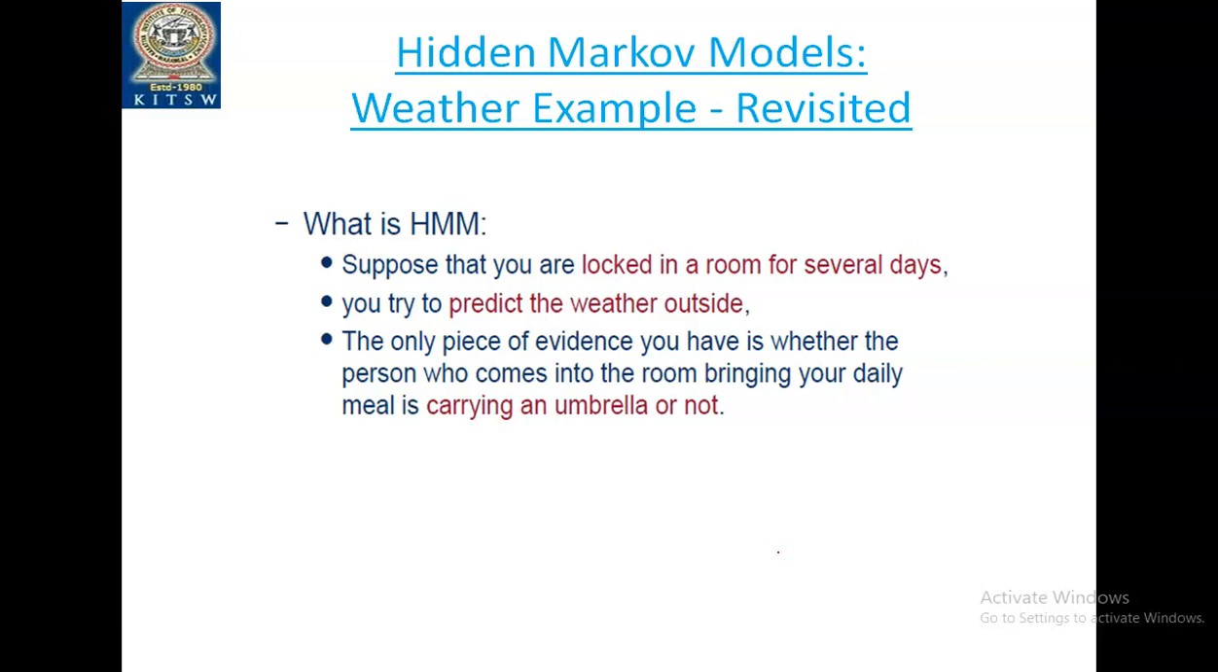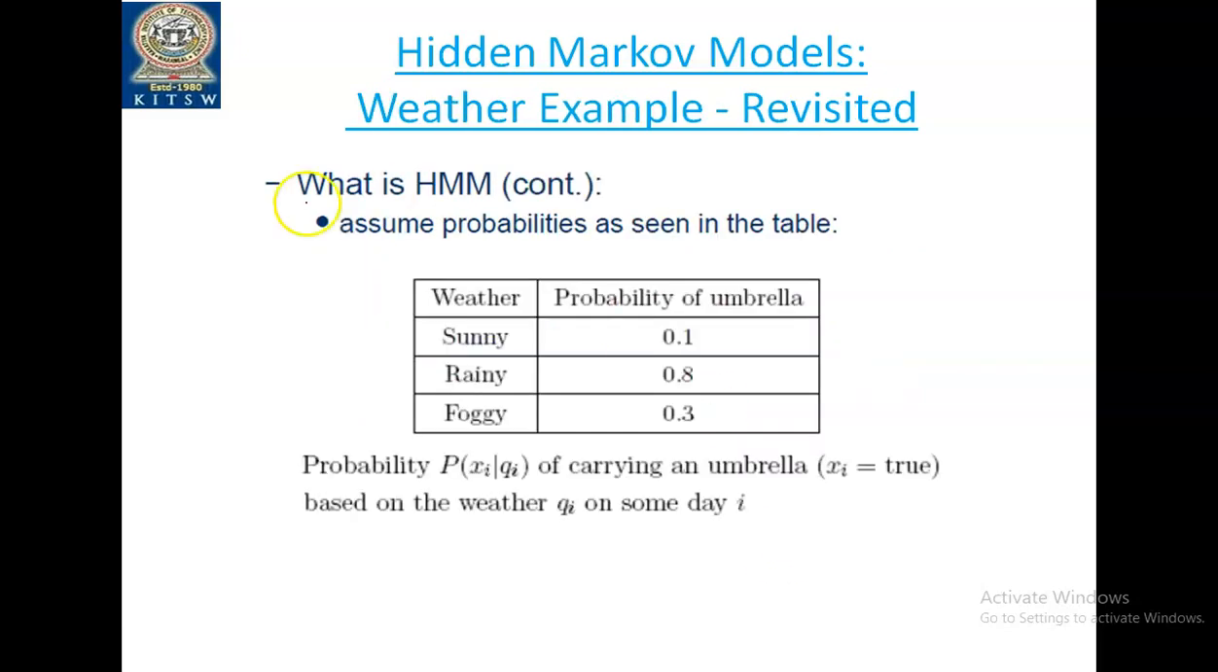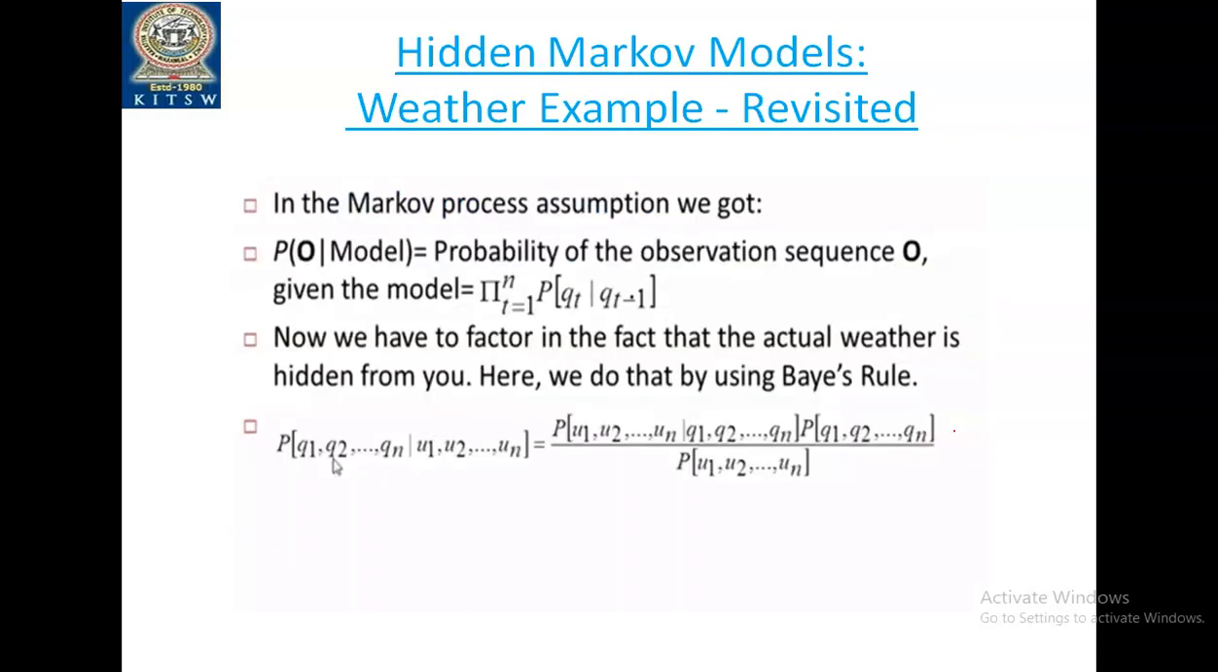So this is the way we are going to use it, because here also the states are hidden. But the only evidence we have is whether the person is carrying an umbrella or not. With that only we will be able to tell what the weather is outside. So assume probabilities as seen in the table. This is the weather: sunny, rainy, foggy. These are the probabilities of the umbrellas we will be getting. So the probability of xi for a given qi of carrying an umbrella, based on the weather qi on some day i. This is the way we are going to calculate.